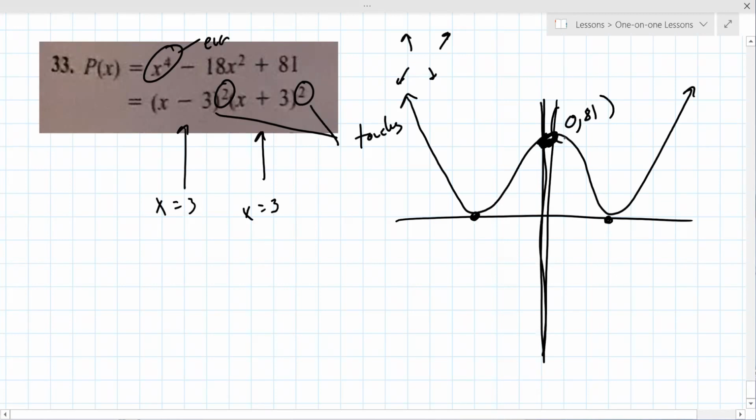Since you can get a calculator out or Desmos, it's kind of like, why are we even doing this? There are so many opportunities to do this more efficiently, but that's what they're looking for. Basically, you have to find the zeros, figure out whether it touches or crosses, and then figure out what the end behavior is to get the rough sketch.